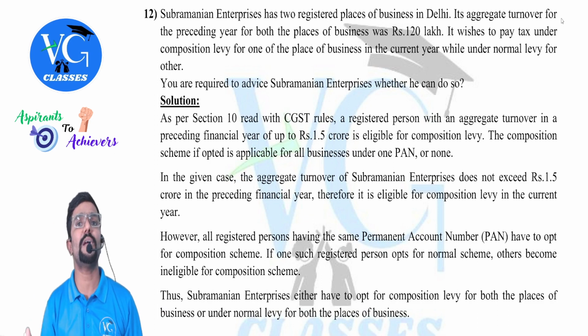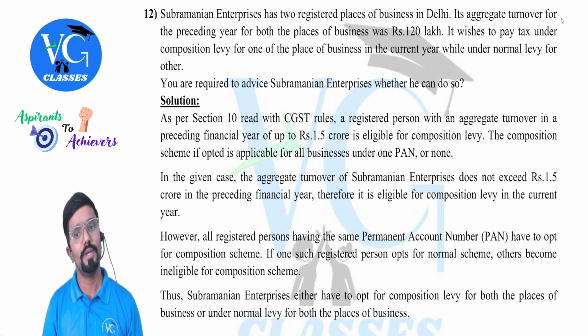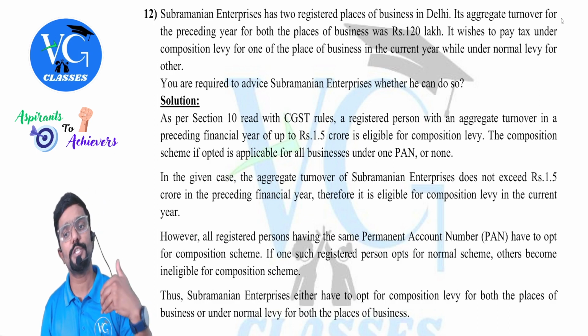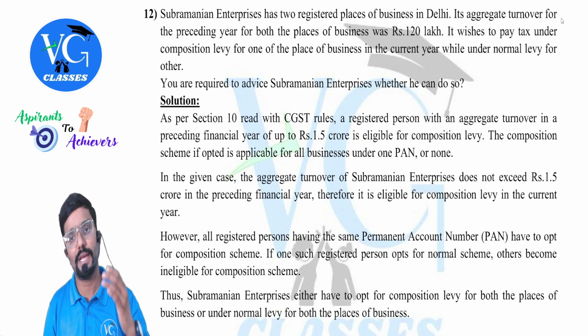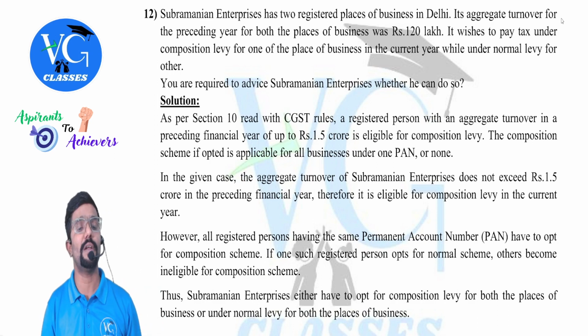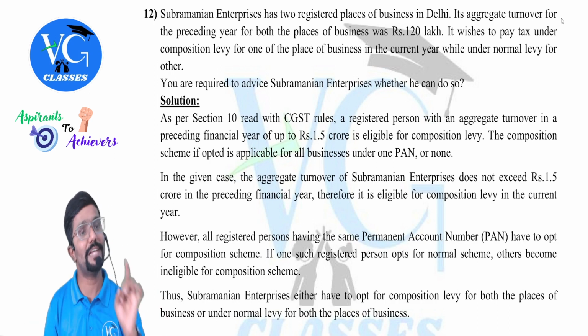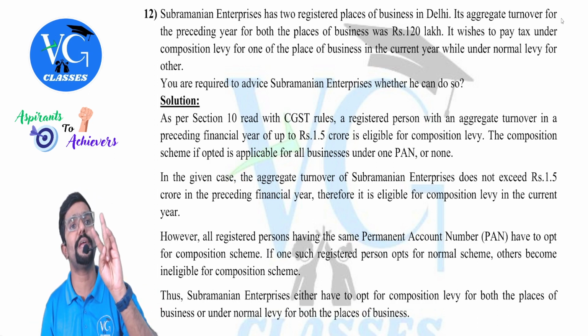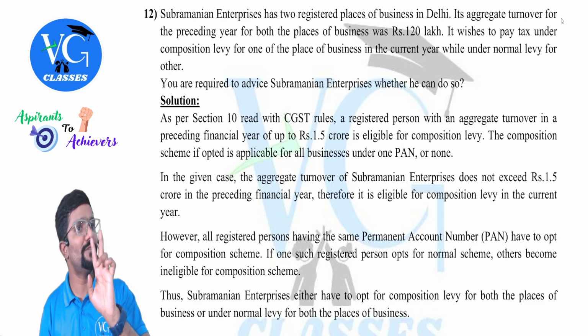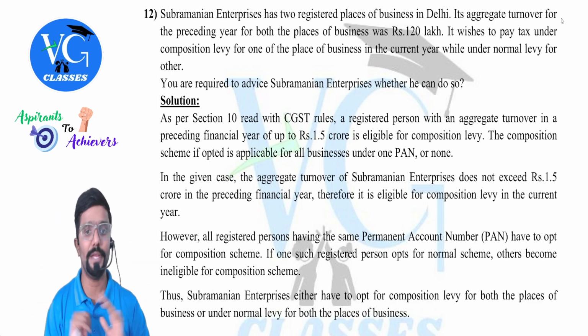What is the turnover limit applicable for the supplier from Delhi? 1.5 crore. It is within that. It wishes to pay tax under composition levy for one of the places of business in the current year, while under normal levy for the other. Can they do it? No. Actually, they are eligible for the composition scheme, but for both the businesses they have to take it under section 10. If not, both under section 9.